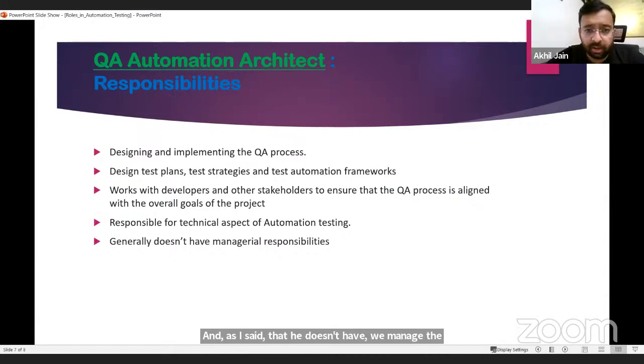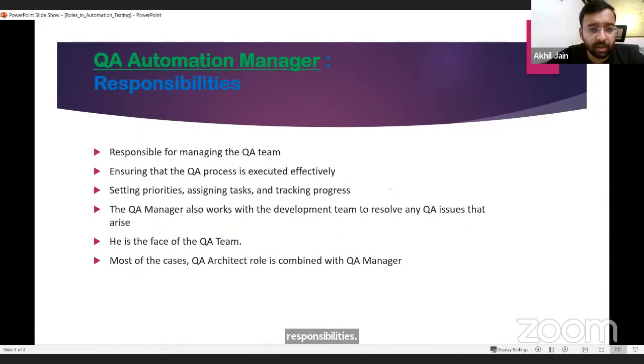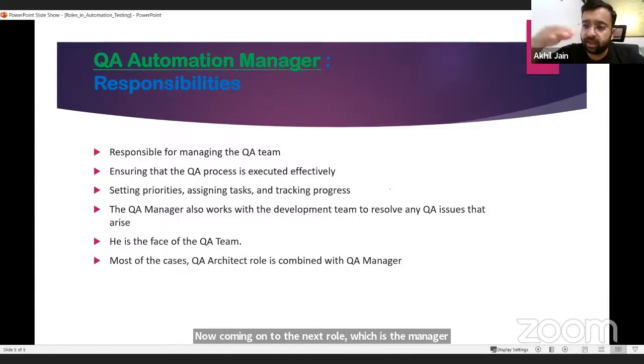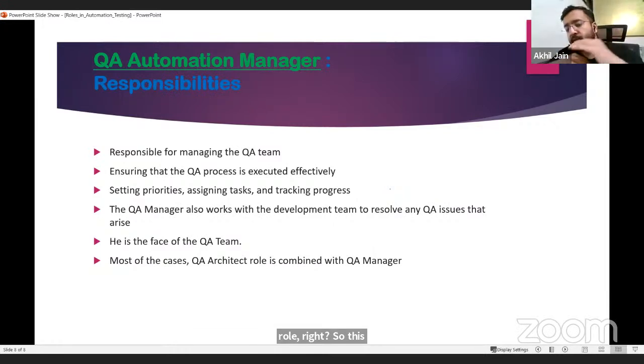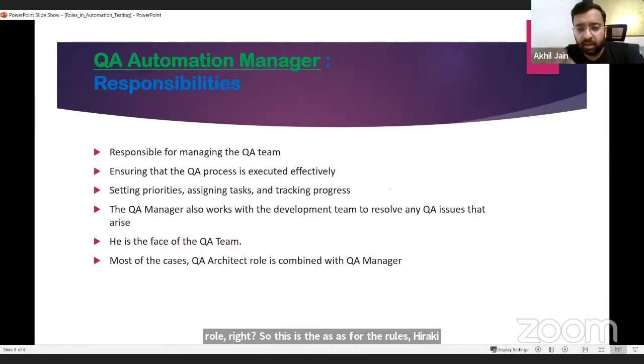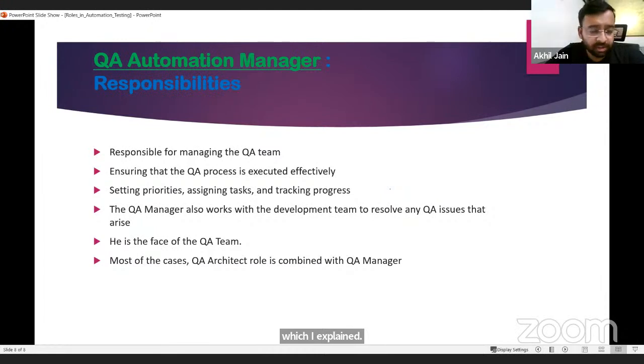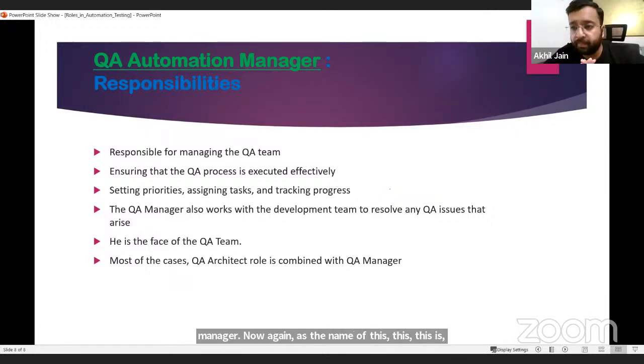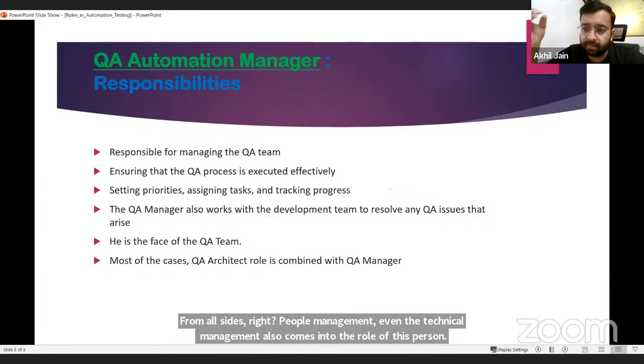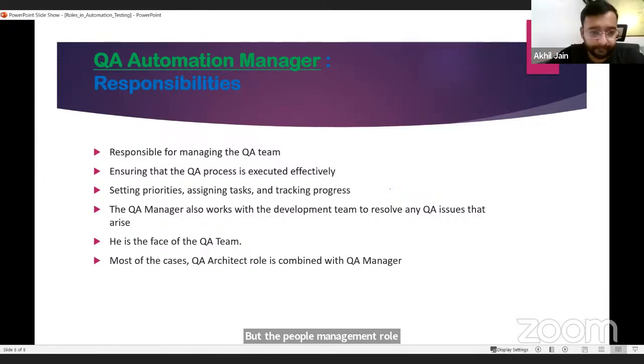Now coming to the next role, which is the manager role, QA automation manager. As per the roles hierarchy which I explained, this is on the top side. Again, as the name suggests, the responsibility of this person is to manage the QA team, from all sides. People management, and even technical management, comes into the role of this person. But the people management role is definitely there.